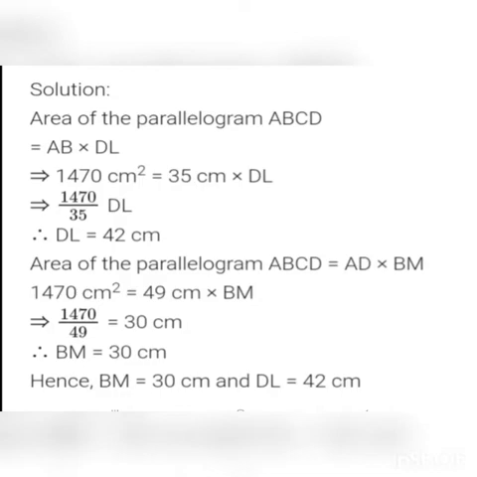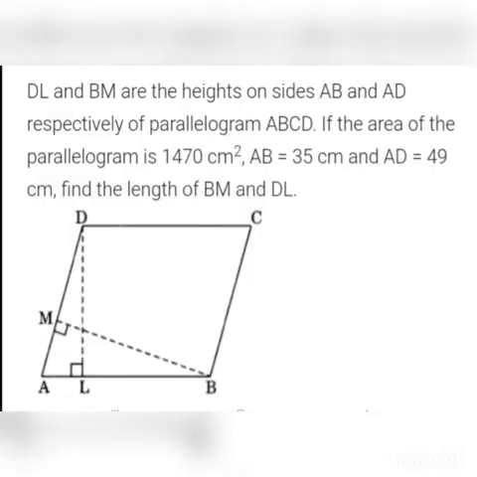Now one more question is there. You have to find the length of the other altitude, that is BM. In a similar way, taking base side as AD and altitude BM, again the area of parallelogram is what? AD into BM. If you're taking this base, you have to take the altitude opposite to that. So AD into BM also gives you the area of parallelogram. That value is given as 1470 and the value of AD is 49.